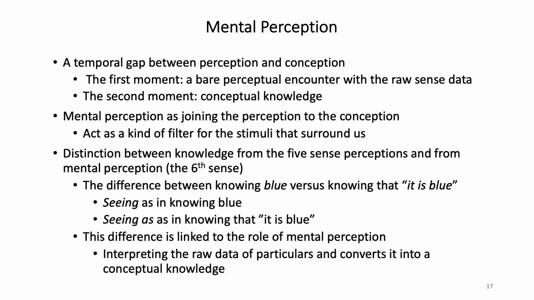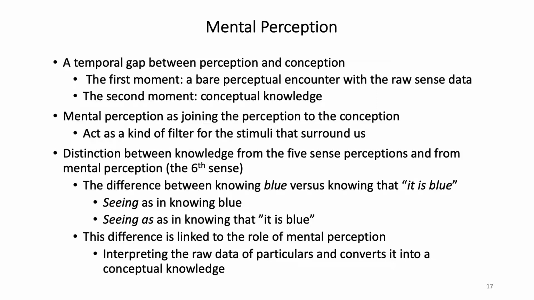The distinction between knowledge from the five sense perceptions and from mental perception, known as the sixth sense, which we can call mind, can be expressed as the difference between knowing blue color versus knowing that it is blue. This is the difference between seeing and seeing as. Seeing as, in knowing blue and knowing that it is blue, is linked to the role of mental perception. Mental perception has been positioned as that which interprets the raw data of particulars, such as perception, and converts perception into a conceptual knowledge or judgment.